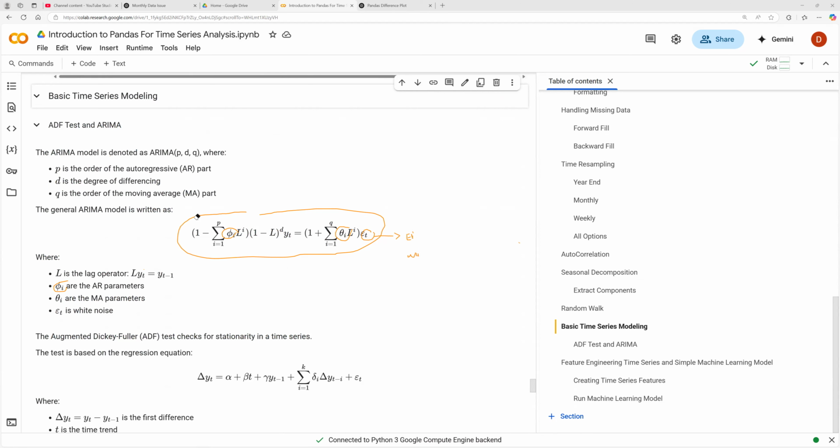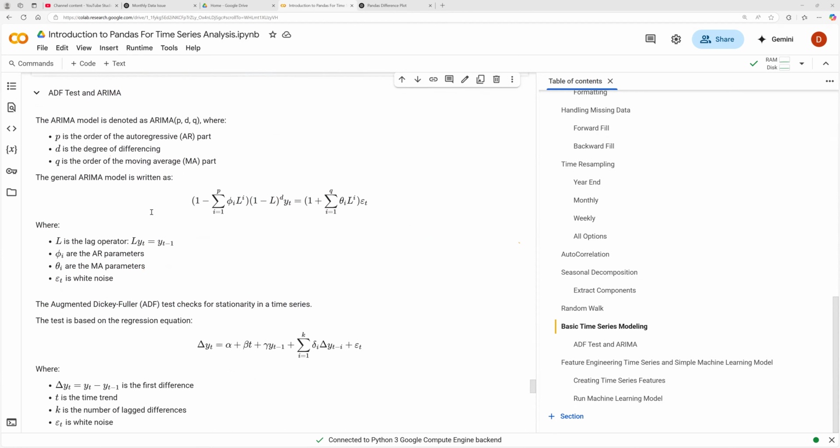Depending on who you talk to, what camp of time series people you talk to, I mean, there's econometricians, there's statisticians, but this formulation is generally agreed upon by everybody. So the autoregressive and the moving average and the white noise.